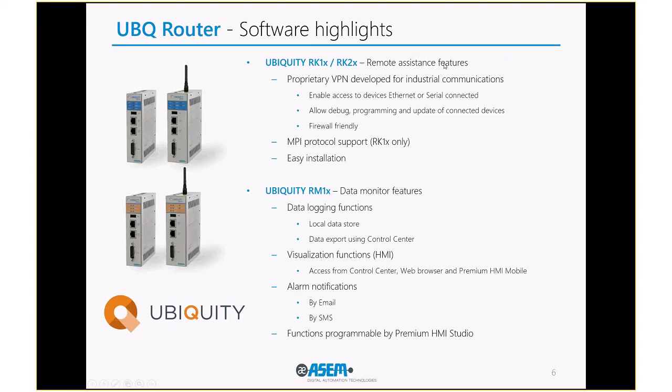So this was actually the slide I was looking for before, but I already explained more or less. You can use these devices to make a VPN connection. We also do the MPI protocol, the old CMS protocol, but today not so many people are using it anymore. More and more people go for Ethernet. And the RM series is then used, as I told, for data logging and then alarming and visualizations. Since we have Premium HMI, you can also use it for visualization when you do the remote access through a browser or the Premium HMI mobile software.